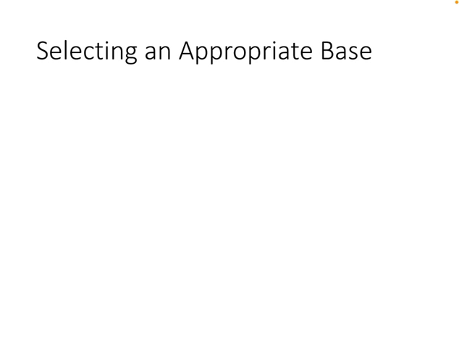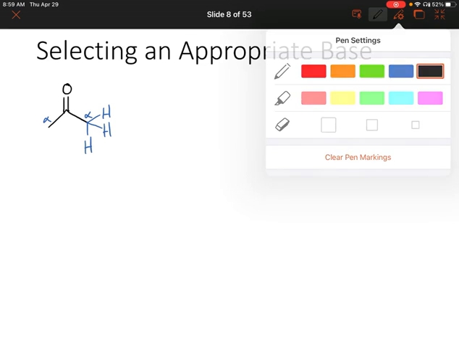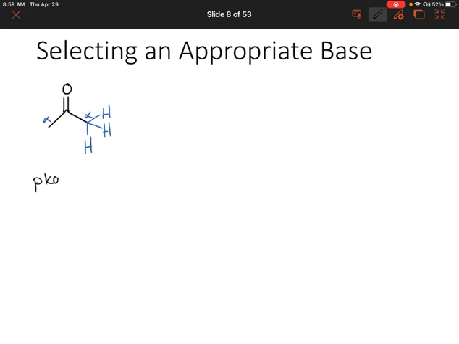Everyone! In this shorter video, we're going to discuss how to select an appropriate base to form your enol or enolate intermediate. So last time we talked about how alpha carbons are one position away from a carbonyl group, and alpha protons are relatively acidic. So in this case, the pKa of those protons is about 19.2.